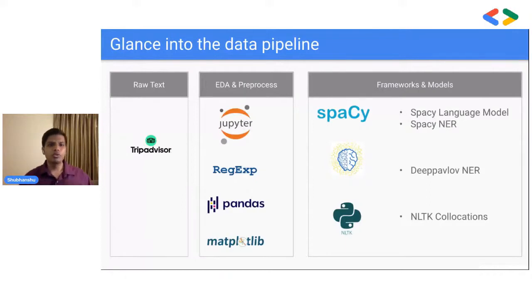I'm going to quickly run through the data pipeline that I used for my example. I used TripAdvisor reviews. For EDA, I just used the general off-the-shelf libraries. But most prominently, for the models, I used spaCy for its language model. I used DeepPavlov. It's a deep learning library for performing named entity recognition. Basically, it's a library in which you can do a lot of NLP tasks, but I used that library for NER. Then I used NLTK for collocations.